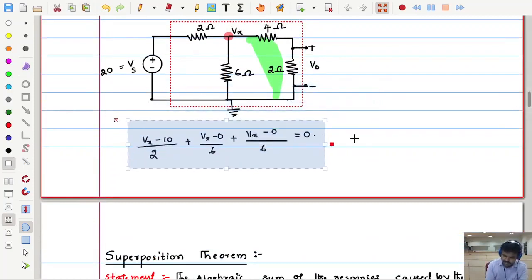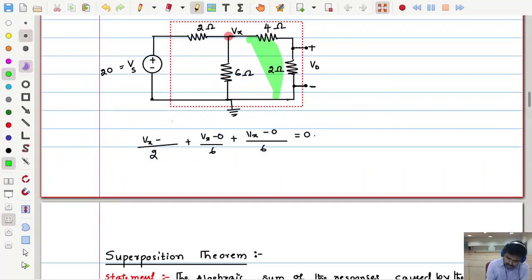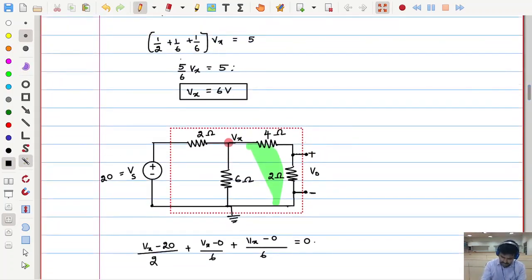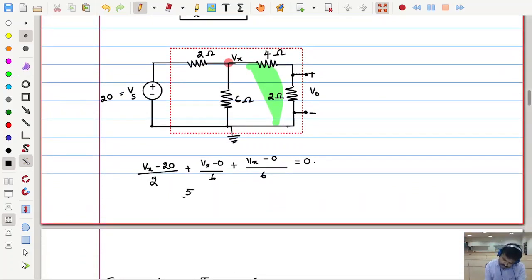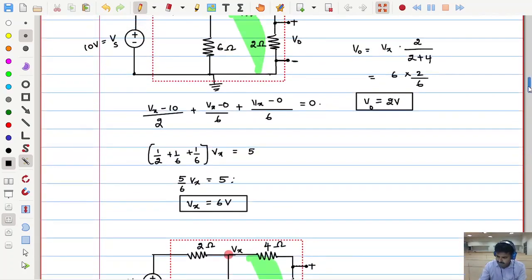See, the KCL equation remains the same. But here it is 20. So what do we get again? I hope this remains the same: 1 by 2, 1 by 6, 1 by 6, that is 5 by 6. So this is 10, equal to 10. So 5 by 6 into Vx is equal to 10. So how much do we get? Vx is equal to 12 volts.